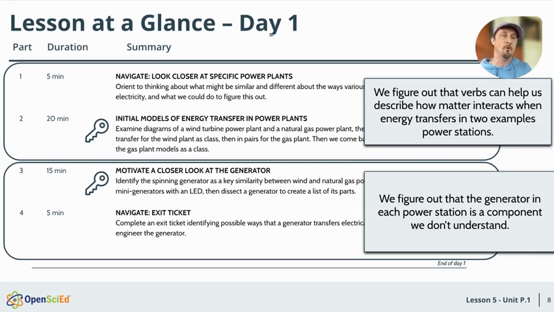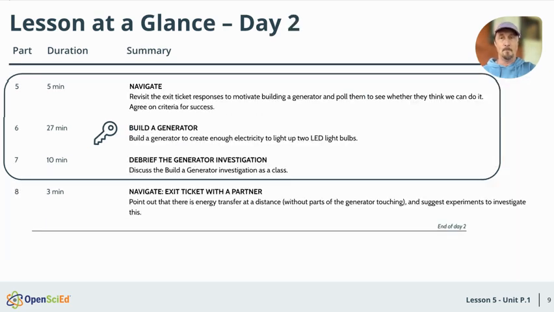We can see that both types of power plants have generators in them. So we dissect a small generator, and this gives us a lot of questions about what is actually going on inside this device. Can we make our own generator perhaps? So we collect these ideas on an exit ticket, and that takes us to day 2.